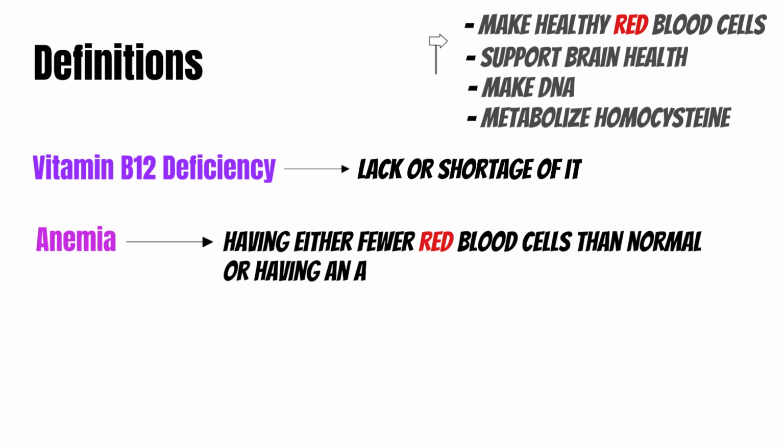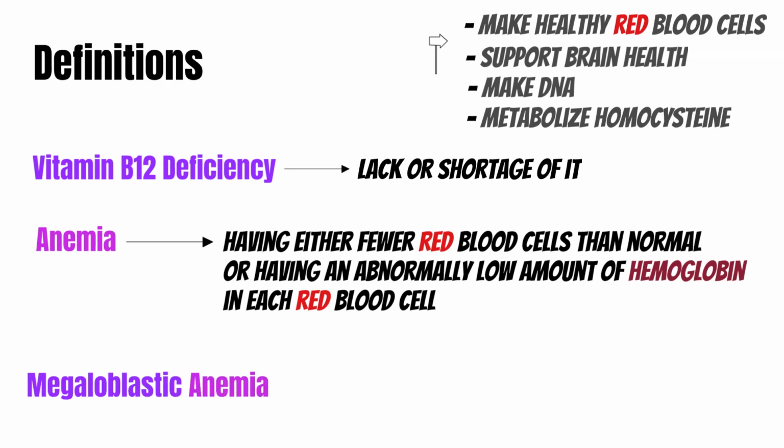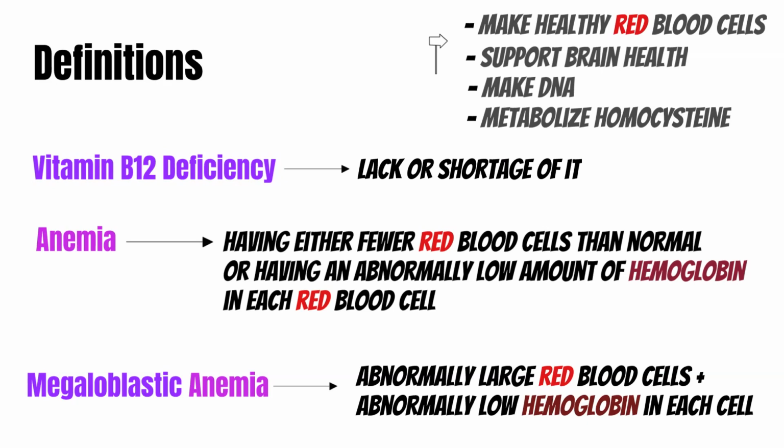And then when we pair this together, we get a term called megaloblastic anemia. Megaloblastic anemia is abnormally large red blood cells plus an abnormally low amount of hemoglobin. The reason I said remember the DNA part is because we have impaired DNA synthesis because of a lack of B12, and that causes the maturation of the nucleus inside the cell to be delayed relative to the maturation of the cytoplasm in the cell, the liquid jelly part. That results in abnormal red blood cells, and then we get anemia.